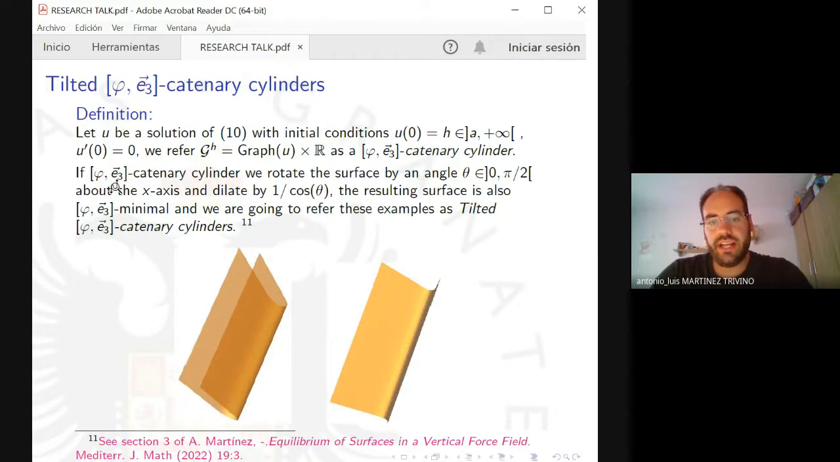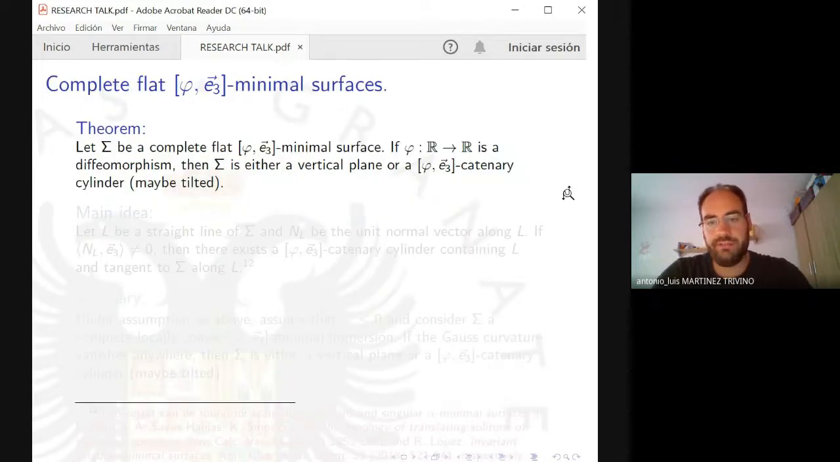Now, if we consider a phi3 catenary cylinder and apply a rotation of angle theta about the x-axis and apply a homothety factor 1 over cosine of theta, the resulting surface is also phi3 minimal, and we are going to refer to this example as theta phi3 catenary cylinder. Surprisingly, this example, together with the vertical plane, are the only complete flat phi3 minimal surfaces when phi is a diffeomorphism of R to R.